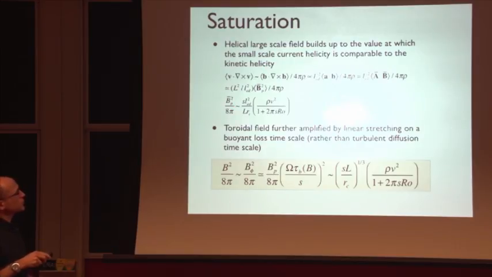And then the toroidal component of the field is further amplified by linear stretching on essentially a buoyant loss time. From the poloidal field, that connects with the velocity flow through its matching with the kinetic helicity. You match this to the current helicity, which relates to the magnetic helicity, which is conserved on large and small scales, and that gives you an estimate of the large-scale field. Then you can see that there's a connection with the velocity there.